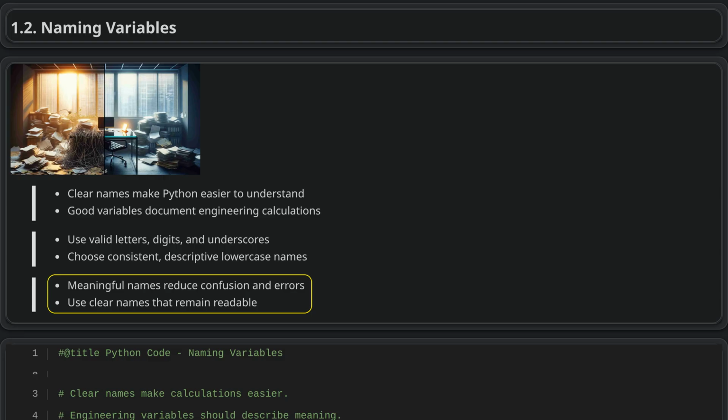Vague or misleading names can hide what a variable represents, while clear names show the relationships between values and calculations. Names should be meaningful without being too long or too similar to each other, especially when code may be revisited or shared.